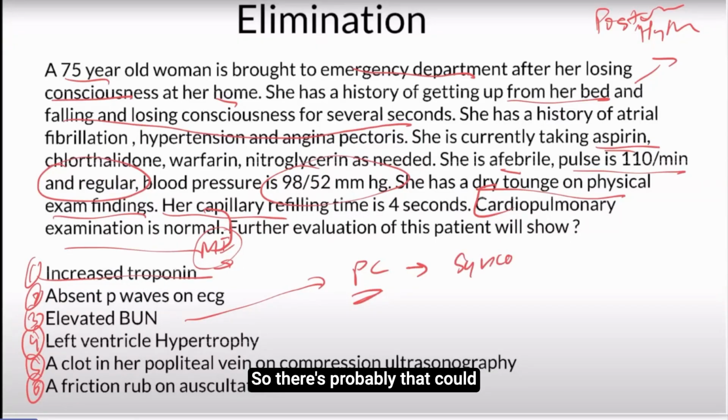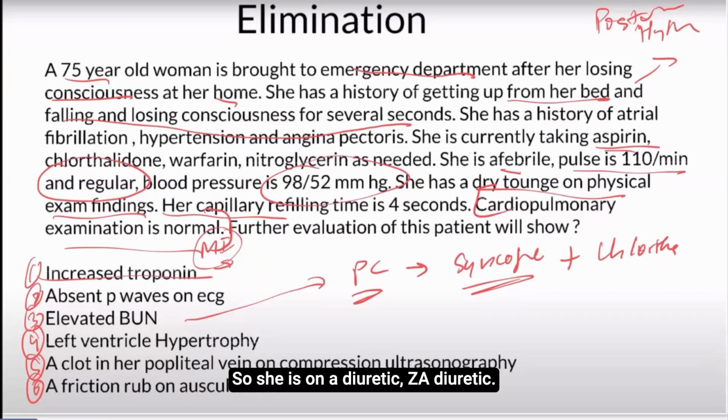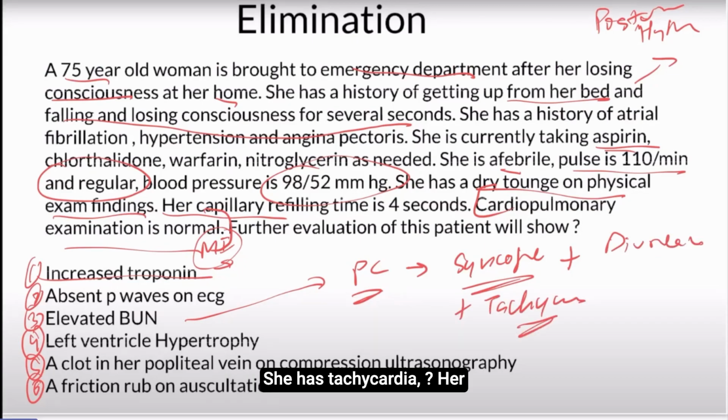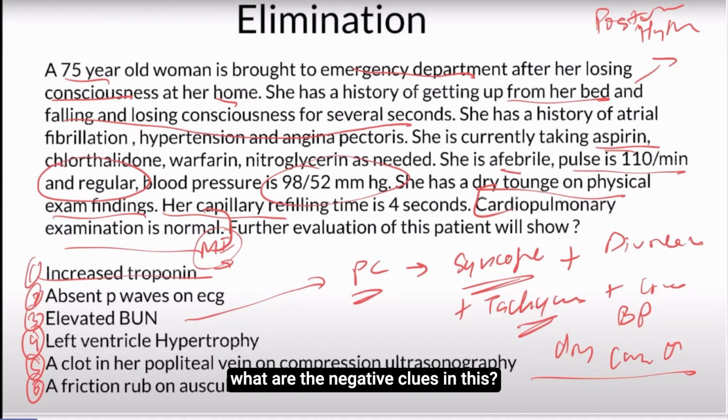So that could happen with hypovolemia. What else gives me a clue here? Let's look at chlorothalidone. So she is on a diuretic, which could be causing diuresis and hypovolemia. She has tachycardia. Her BP is low and she has a dry tongue. Capillary refill is increased. So those are positive clues. Now I want you to ask yourself, what are the negative clues in this? Could you tell me any negative clue in this? The answer is there is no negative clue. And this is likely going to be the answer, but let's see. I could be wrong, but let's see what else could be the answer.